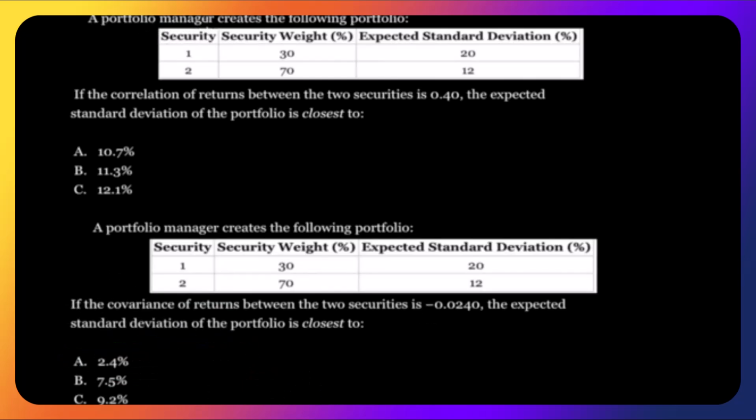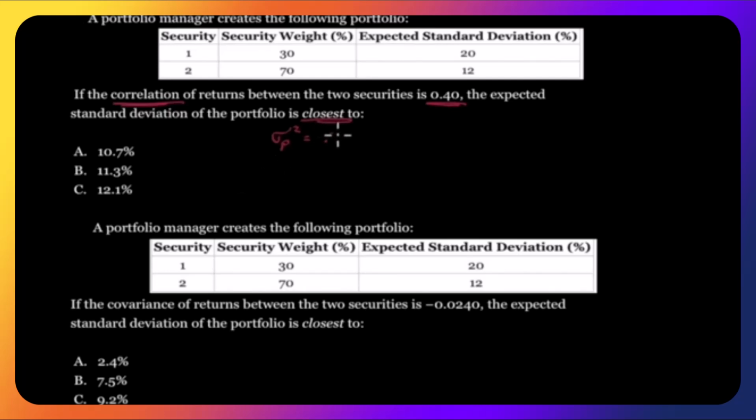A portfolio manager creates the following portfolio. We have 2 securities, weighted 30% and 70%, and their expected standard deviations. If the correlation of returns between the 2 securities is 0.4, so I'm given correlation, the expected standard deviation of the portfolio is closest to. I'm being asked for the expected standard deviation, but we know that we can calculate the variance of the portfolio, so let's do that, and then we will just take the square root. Remember, we have one step. So what do we do here?